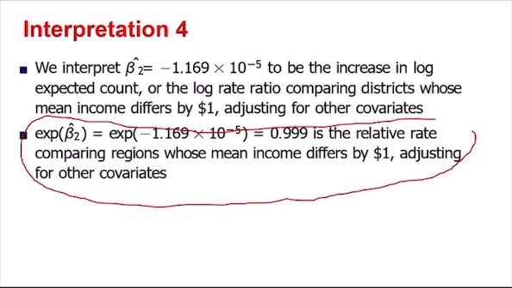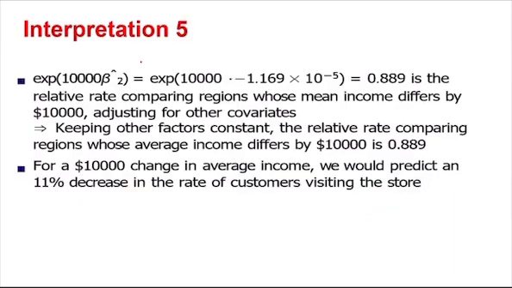But let me tell you this. $1 is too small. A $1 unit increase is too small. What if they wanted you to base your interpretation on $10,000? Don't forget, we are talking about regions. Now, what I'm going to do is multiply before exponentiating. I'm actually going to multiply the beta by 10,000, and you see what I got.